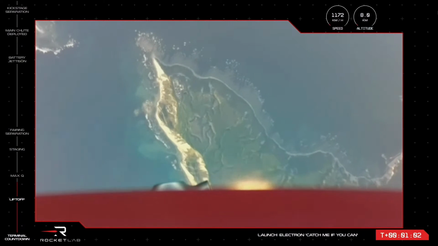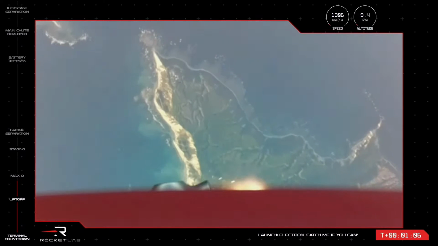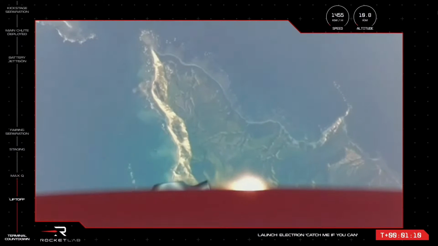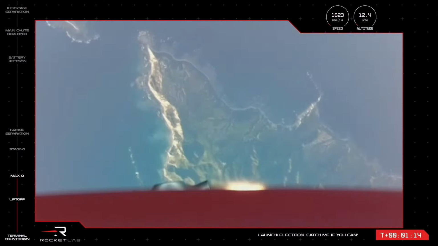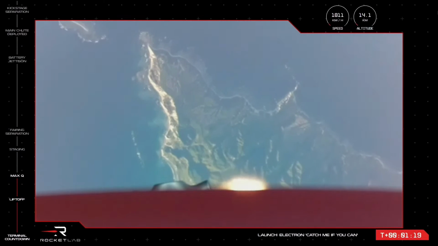Vehicle is supersonic. Approaching max Q. And vehicle has cleared max Q. Stage 1. There we go.